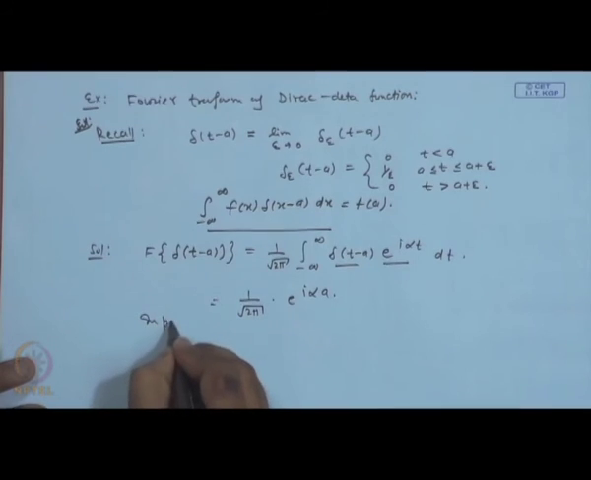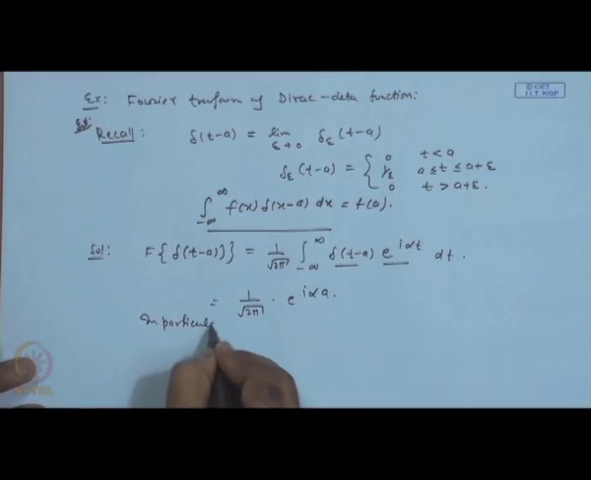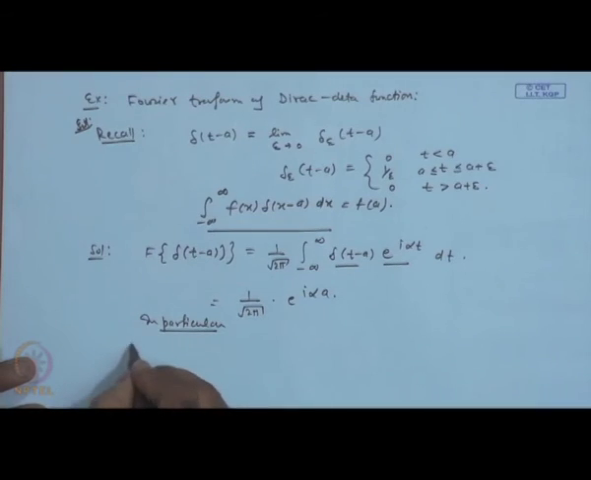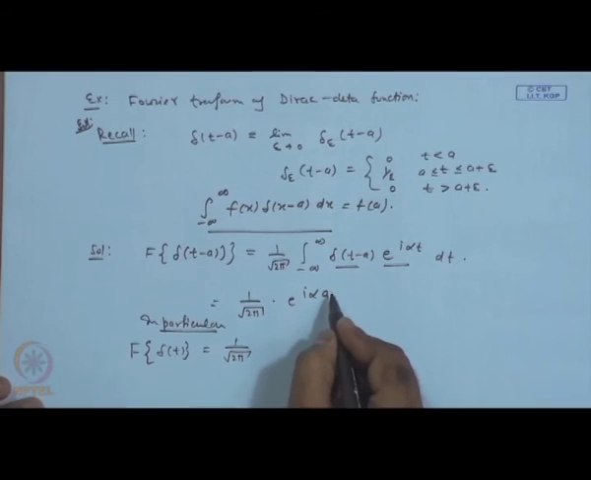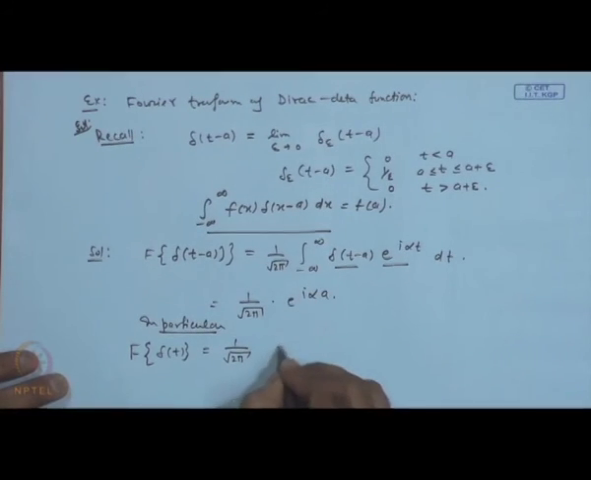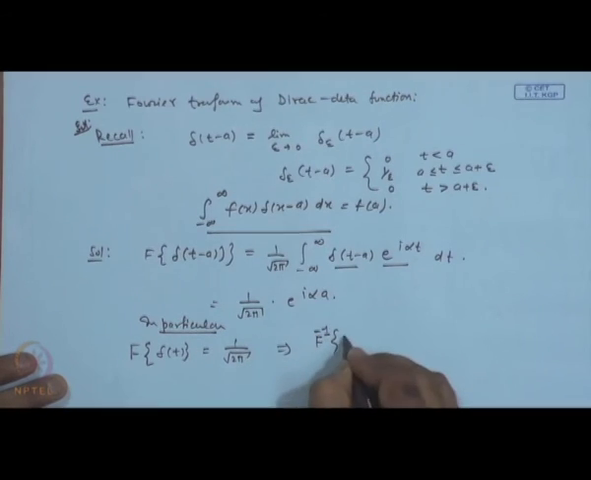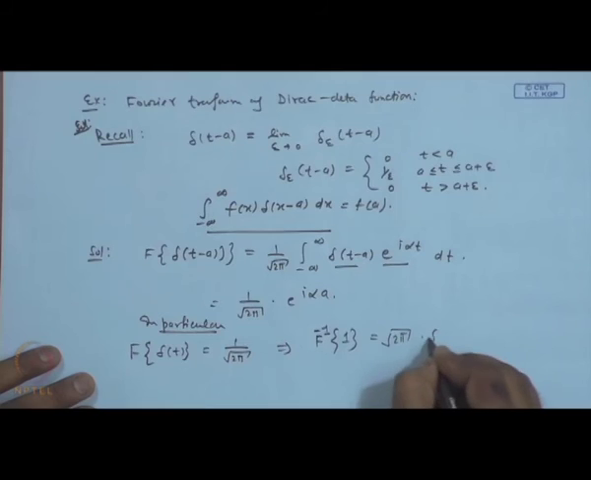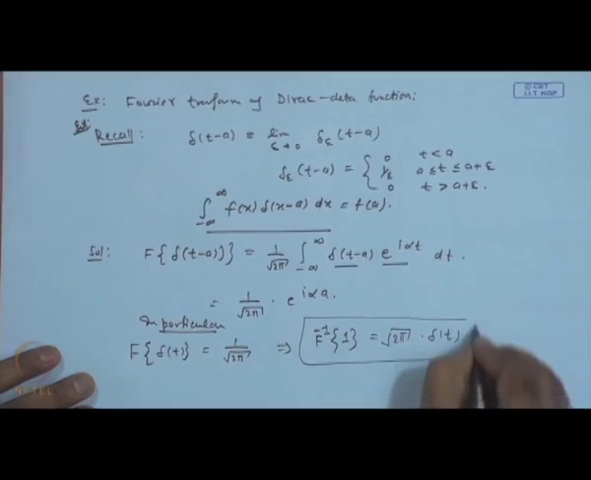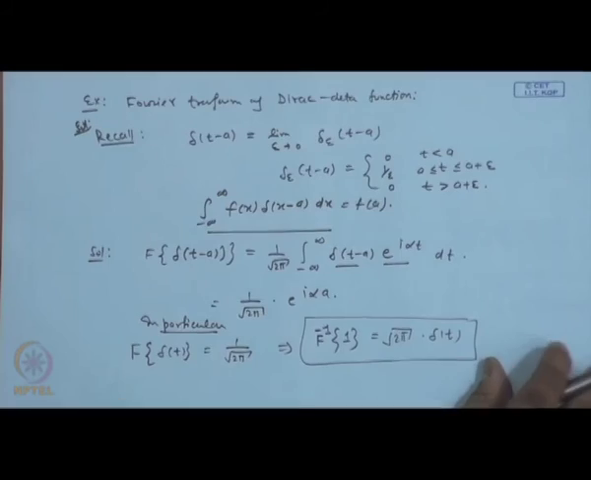In particular, when a is 0, the Fourier transform of delta t is simply 1 over square root 2 pi, because a is 0, so this is 1. This also implies that if we take the Fourier inverse of this 1 on both sides, square root 2 pi goes to that side and we get delta t. So this is also a result we will use.